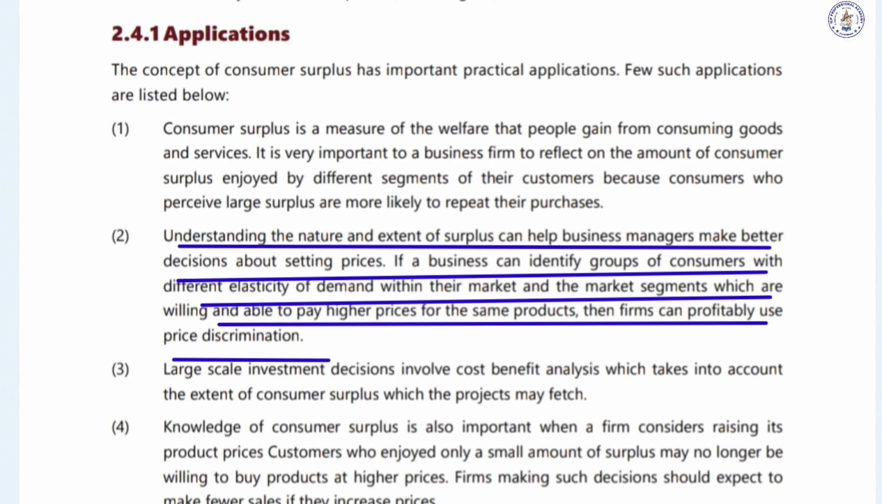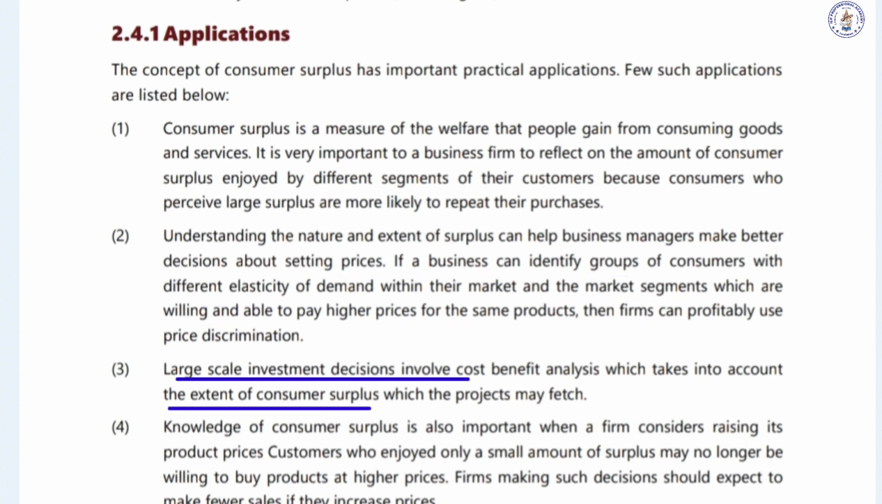Second one is, it helps business managers to make decisions to fix the selling prices. If they are able to identify the consumers who are ready to buy and their elasticity, they can increase prices because they know that the consumers are ready to buy more products. Third one is, when they are to invest on a large scale, the cost and benefit analysis can be taken into account with the help of consumer surplus.